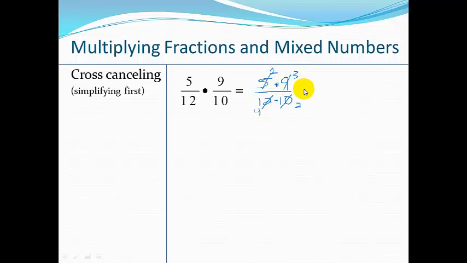So here are the numbers that I'm left with. 1 times 3 is 3. 4 times 2 is 8. And I know that that's already in my simplest form because I went ahead and canceled out before I even multiplied. So that might be a good thing to do, especially when the fractions are a little bit bigger. Look for factors that are in common from the numerator and your denominator.